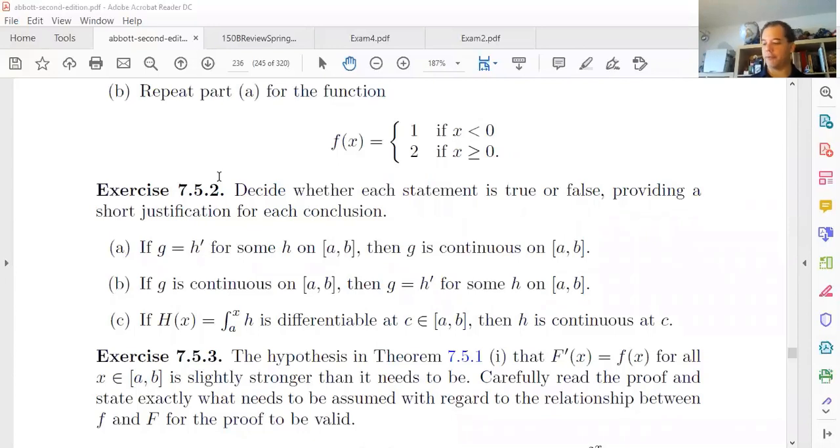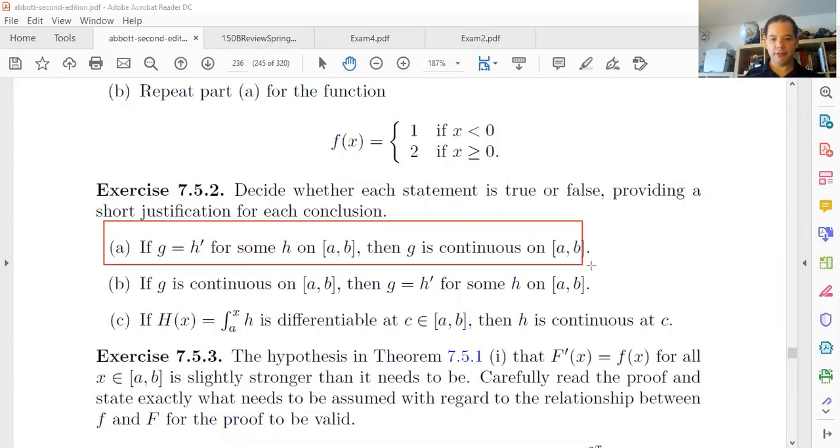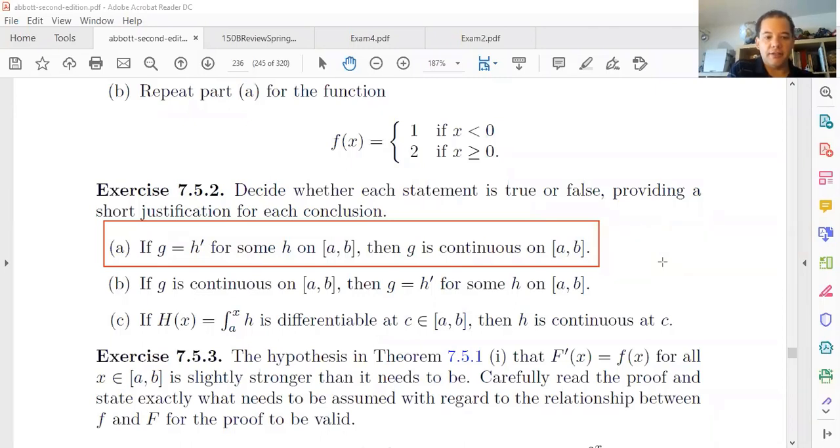I like this one, it's true or false, because we check if we understand what we're doing here or not. So true or false, if it's true, justify it. If it's not, give me a counterexample, right? So here's the first one. If g is the derivative of some function h on the closed interval [a,b], then g is continuous. Is that true or false?